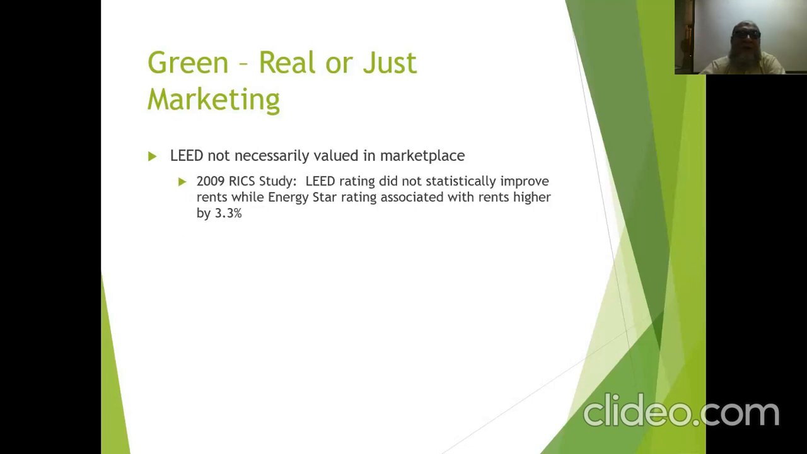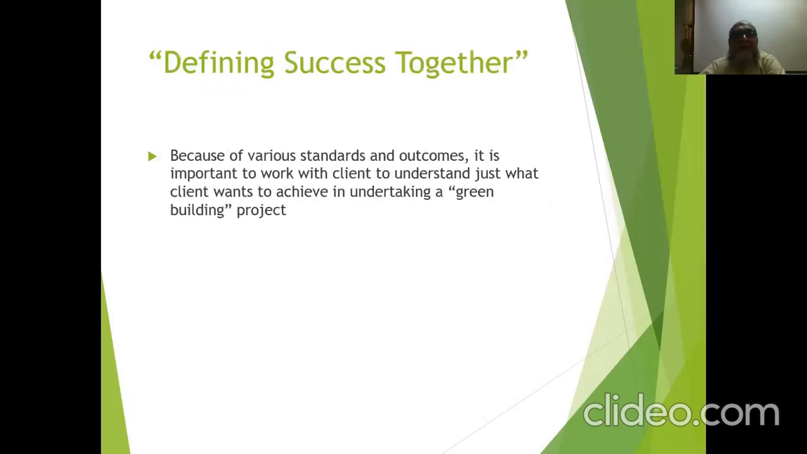There's a risk study. It says LEED rating did not statistically improve rents, while Energy Star rating is associated with rents higher by 3.3%. Because of the various standards and outcomes, it is important to work with the client to understand just what clients want to achieve in taking on a green building project.